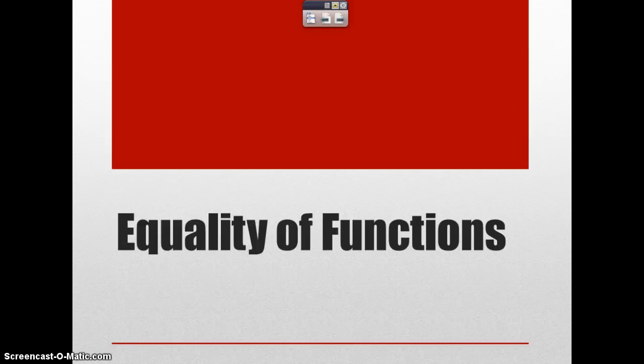Tonight, we're talking about the equality of functions, or, as I like to put it, dealing with two different functions. Our goal is to be able to find a common point or ordered pair that satisfies both functions.